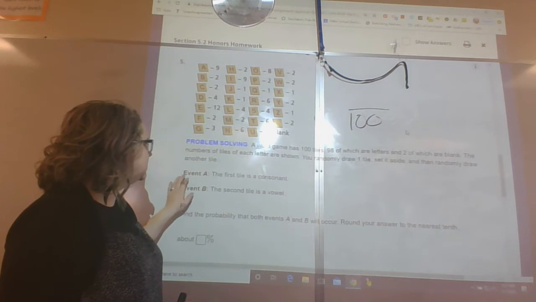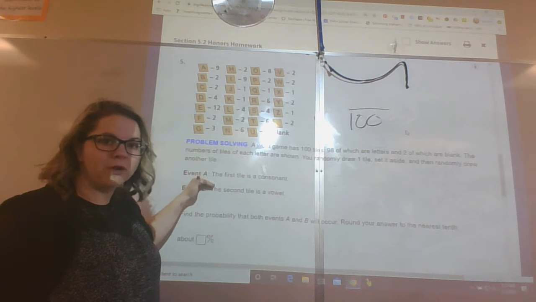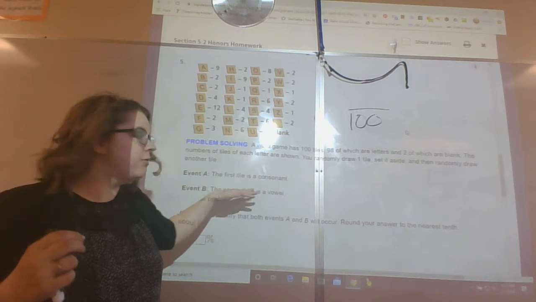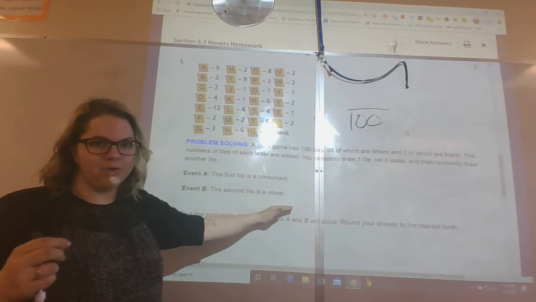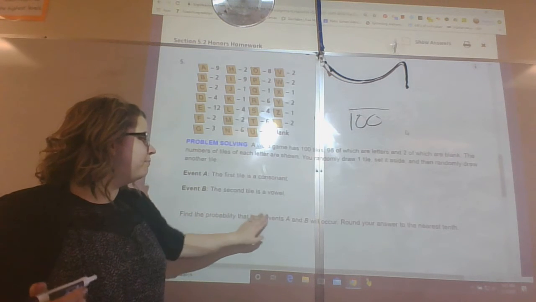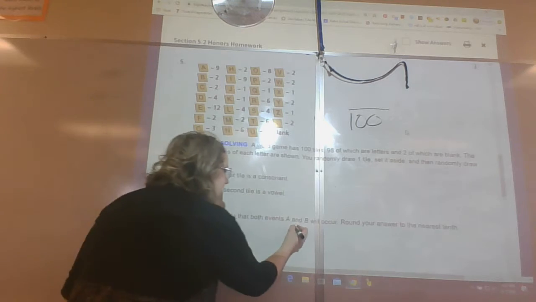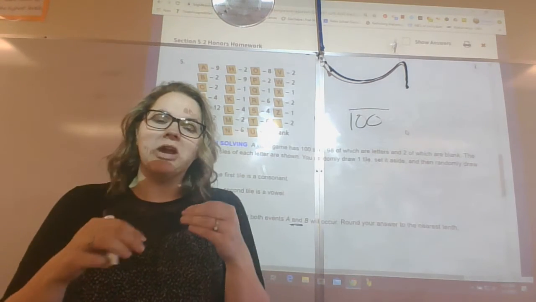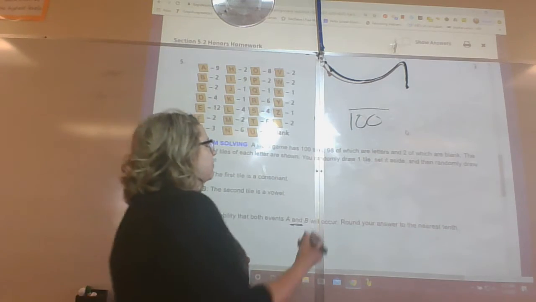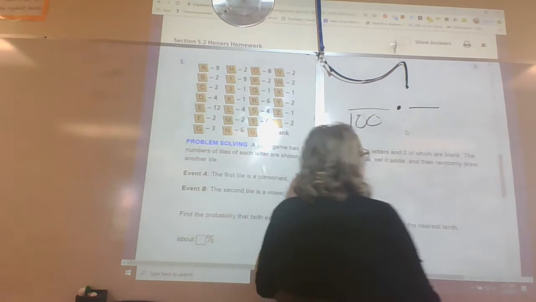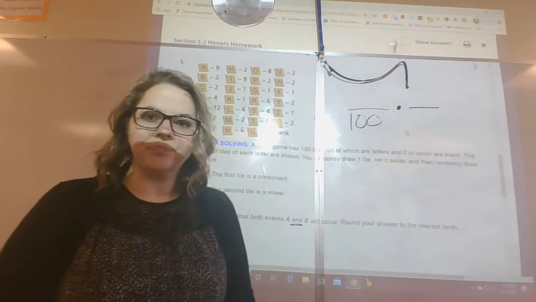And then here it says event A. So my first one, I want to pick out a consonant. And for my second pick, I want to pick a vowel. That's what event B is. So we want to find the probability that both events A and B will occur. So that "and" means we're multiplying. So here's my event A times my event B. I gotta have 2 fractions there.